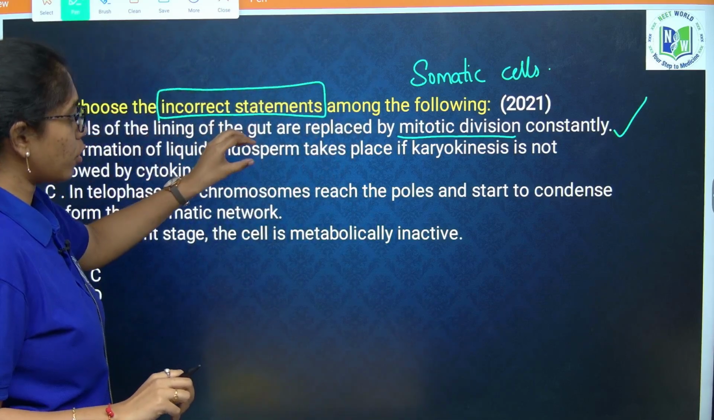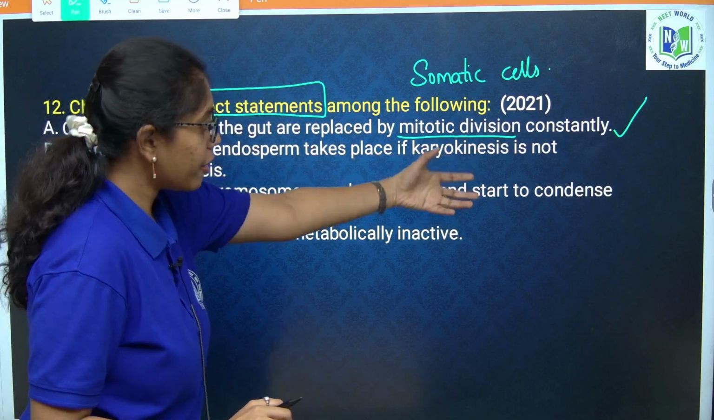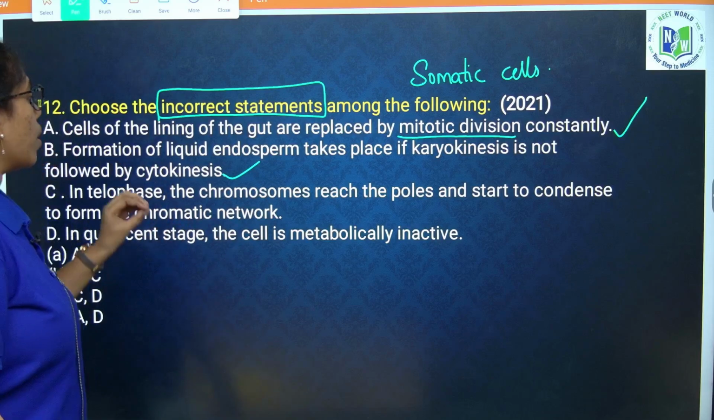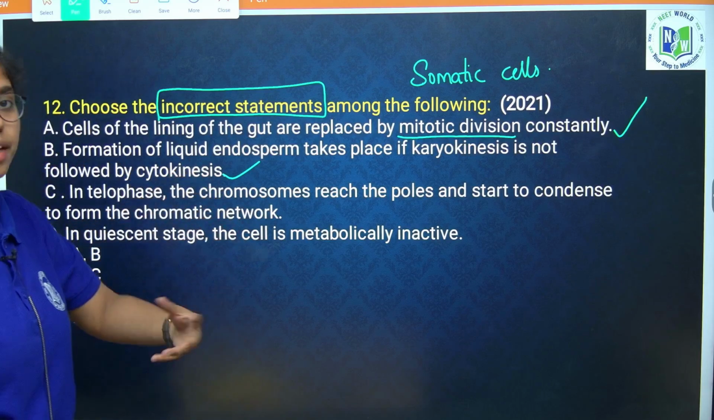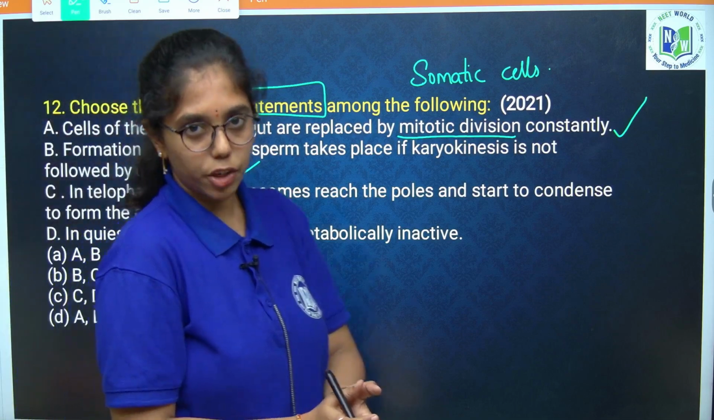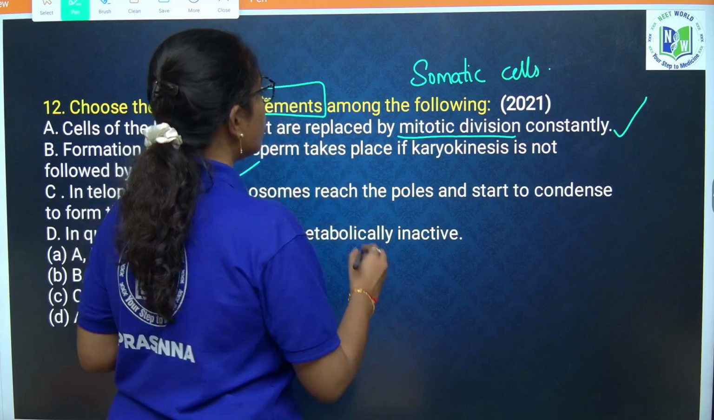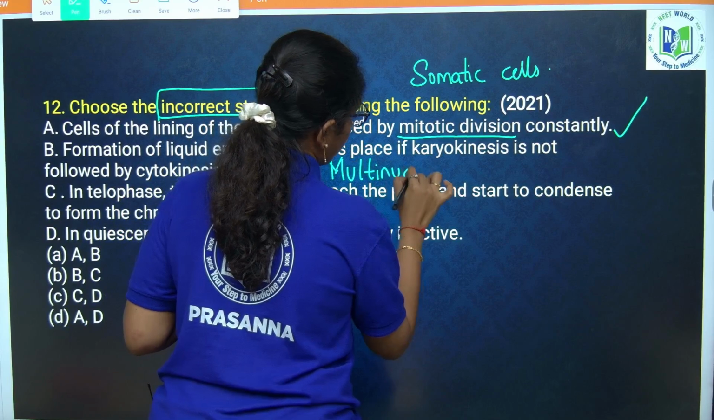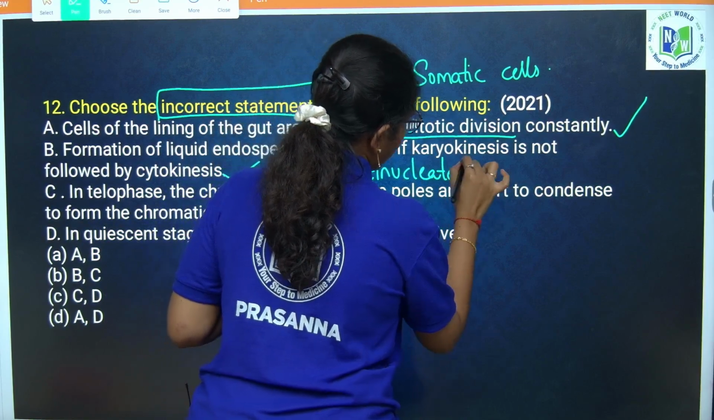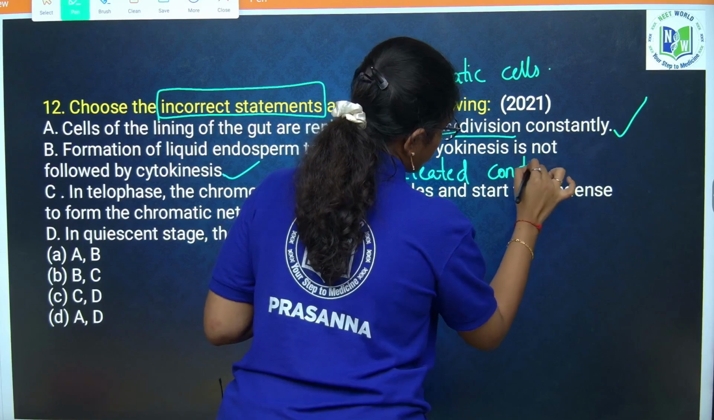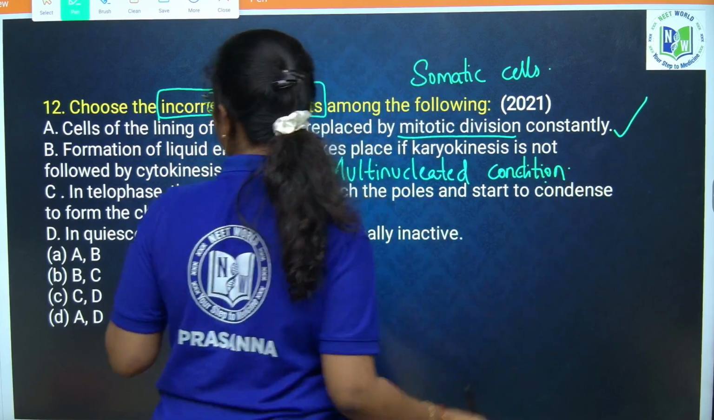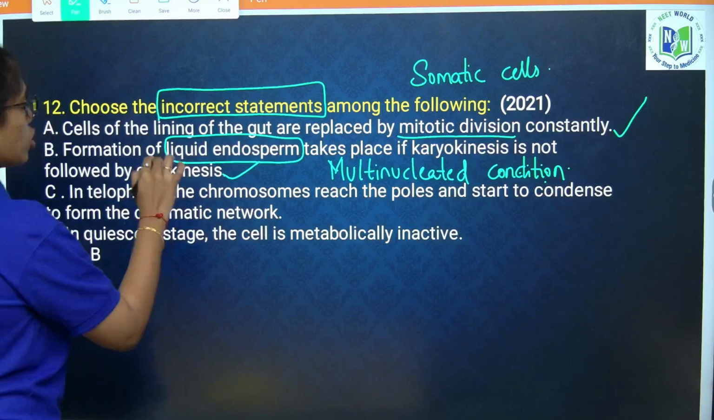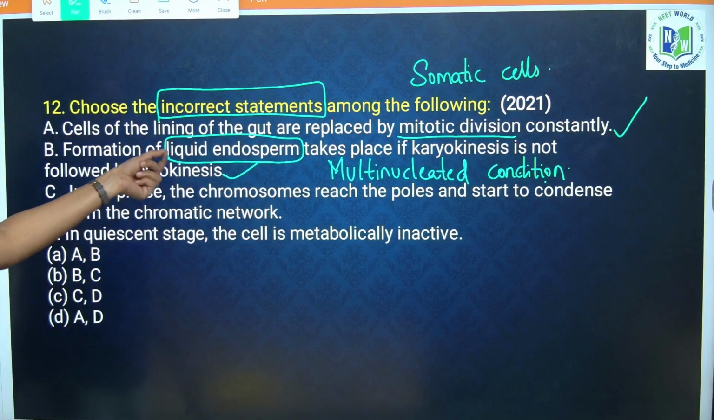Formation of liquid endosperm takes place if karyokinesis is not followed by cytokinesis. 100% true, because karyokinesis, that is nuclear division, if it is not followed by cytoplasmic division, then a multinucleated condition is observed. This is called syncytium. True. And that leads to the formation of liquid endosperm. This you can see in coconut, that is coconut water.